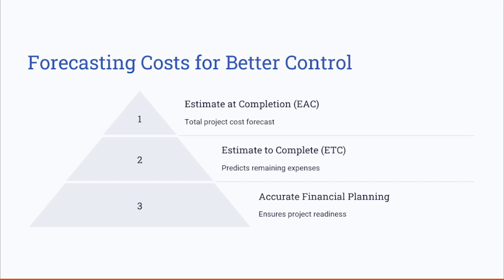Let's say that there is a large-scale IT project. Calculating the estimate at completion, or the EAC, based on the current performance trends provides a realistic picture of the final budget. On the other hand, you have the estimate to complete, which is the ETC, and that will help you plan the resources for the upcoming phases by utilizing the EAC and reviewing the performance trends to have a realistic picture of the final cost of the project. And all of these formulas and calculation techniques will help you ensure that the project is financially prepared for future challenges.